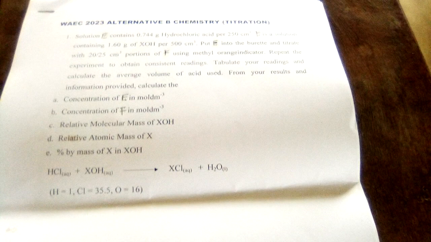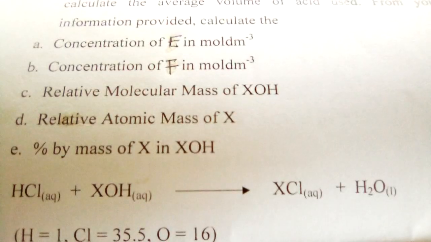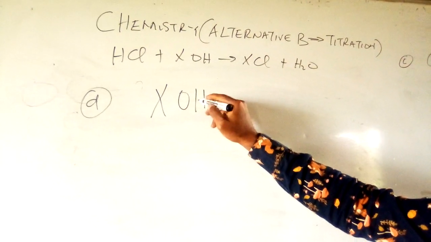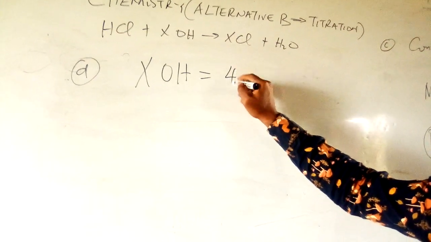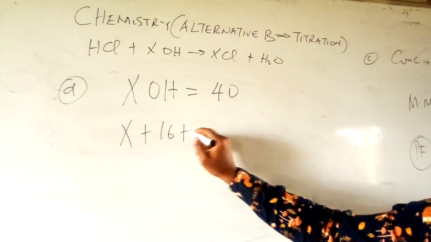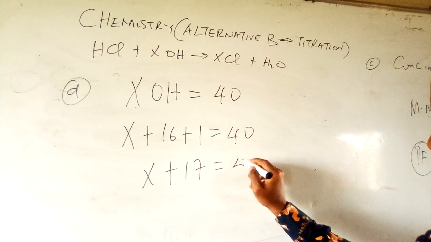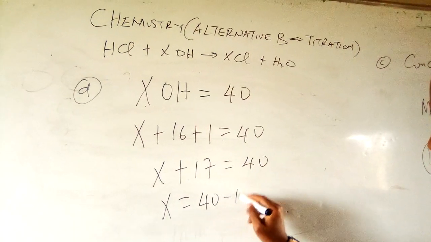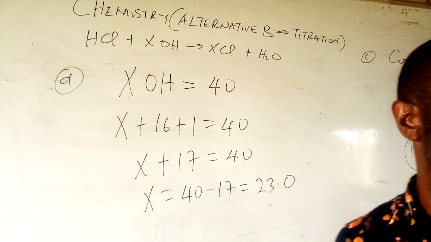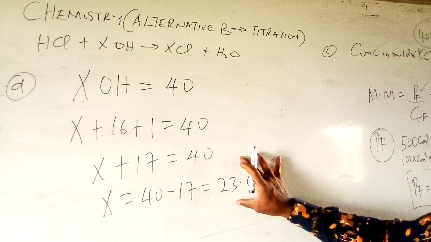So now we're going to question D, that says we should find the relative atomic mass of S. Now question number D, the relative atomic mass of S. To find the atomic mass of S, this is a compound, the base. We equate it to the molar mass, which is 40, and calculate S. S plus 16, that is the atomic mass of oxygen, plus 1, that is for hydrogen, equal to 40. So S plus 17 gives us 40. S becomes 40 minus 17, that gives us 23. But 23.0 to 3 significant figures. Remember that relative atomic mass, likewise relative molecular mass, the two of them have no unit. So this is likely to be sodium.